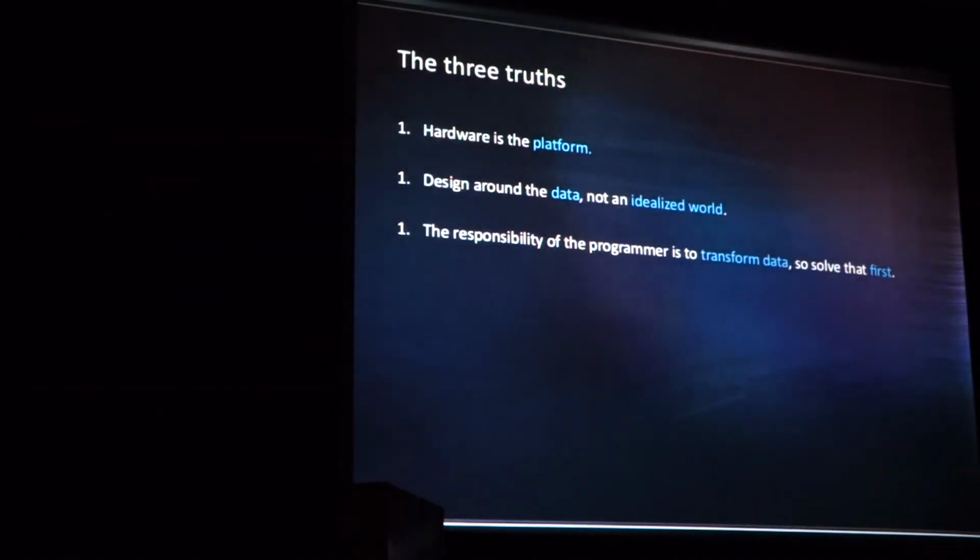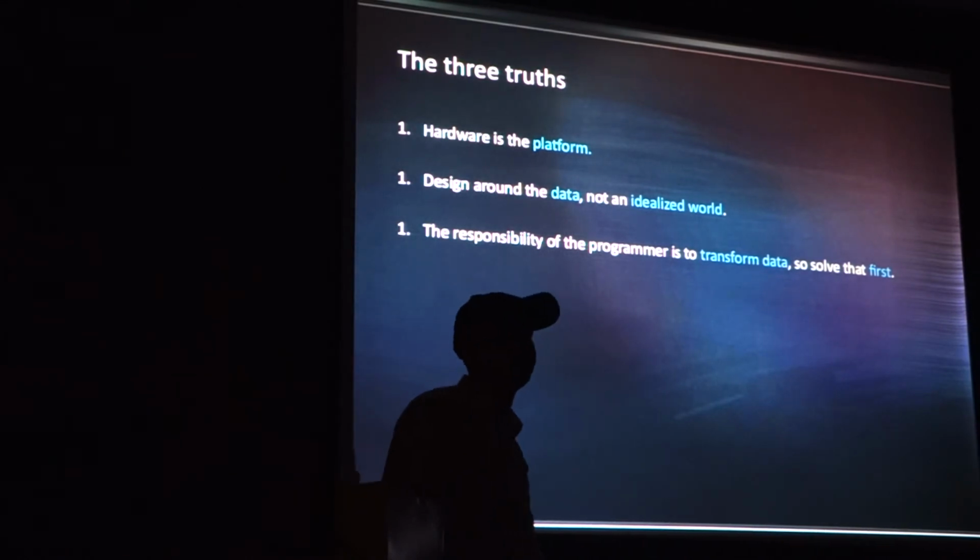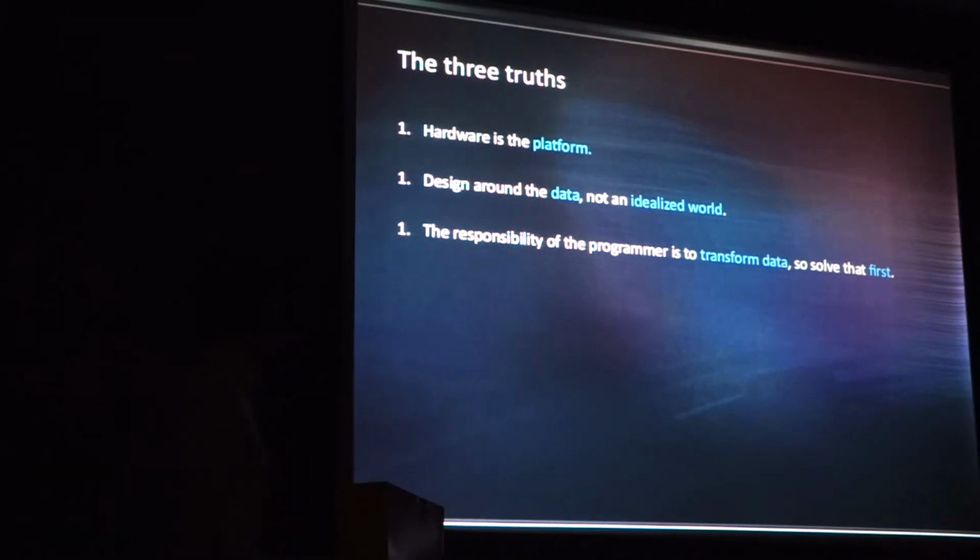Okay? So what are the 3 truths? I told you what the 3 lies are. What are the 3 truths? The first truth is that hardware is the platform. The second truth is that you need to design around the data, not around the code, and not around an idealized world of what you think the code does. You design around the data. And the third truth is that your responsibility as a software engineer is to transform data in the fastest way possible. That's it. That's your job.